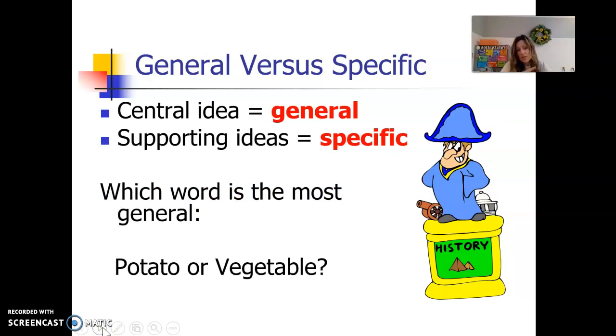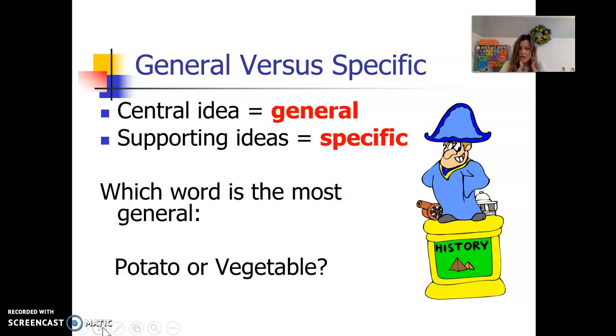So in order to really understand central idea and the difference between central idea and supporting details, we have to understand the difference between general and specific. Earlier this year, we talked about generalizations, and we said that they were really broad terms. So, of course, general statements are going to be broad statements, and then supporting ideas will be more specific.